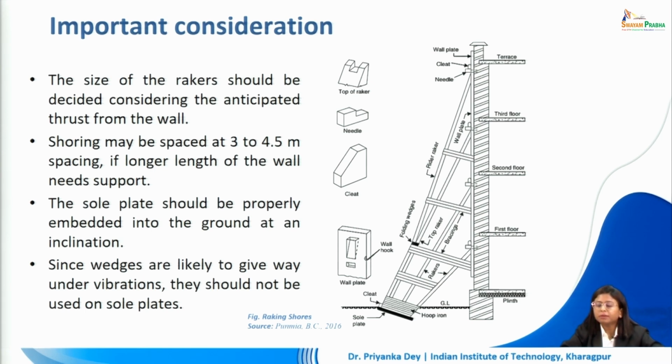Now, shoring may be spaced out throughout the building at about 3 to 4.5 meters spacing if longer length of wall needs support. Now, the sole plate should be properly embedded into the ground at a proper inclination. We know that the sole plate cannot be horizontal, it is at an angle. Since wedges are likely to give way under vibrations, they have to be used in the sole plates. We have to ensure that hoop irons, proper cleats, everything holds this in position.